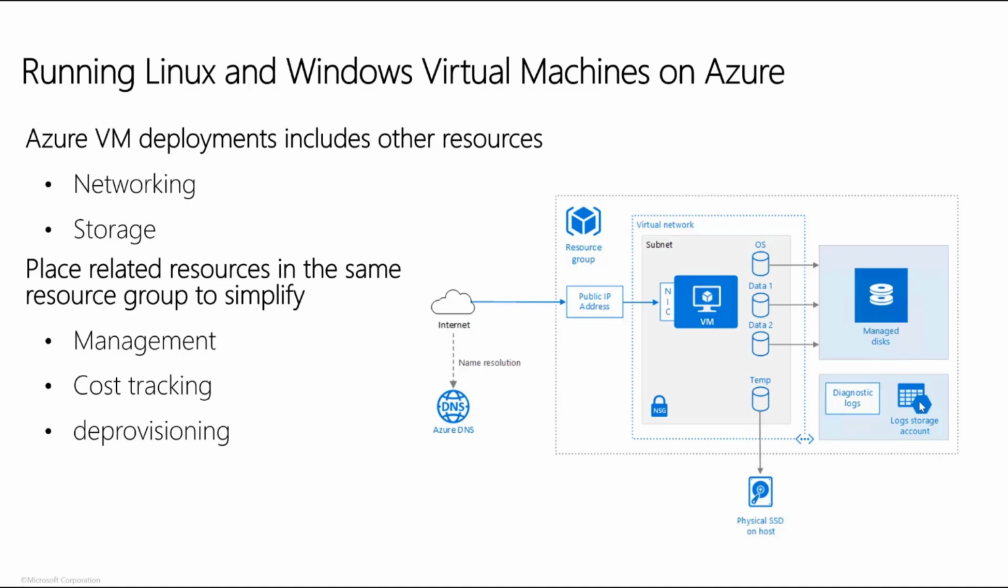One more thing that we have to keep in mind is to place the related resources in the same resource group. As you know, a resource group is a logical container that holds related Azure resources. In general, it will help you to manage all of them together and based on their lifetime. So this will be very useful in case of management, cost tracking, and deprovisioning. Let's say you want to give access to all resources inside a resource group. You can simply give it at the resource group level and that will be inherited by the underlying resources.